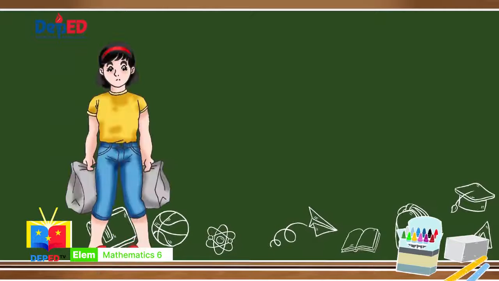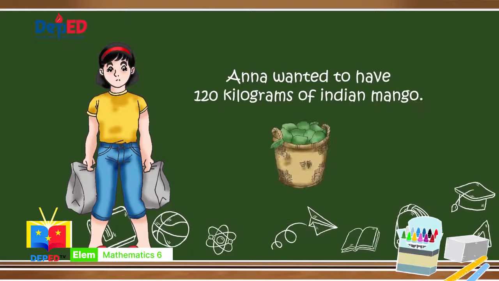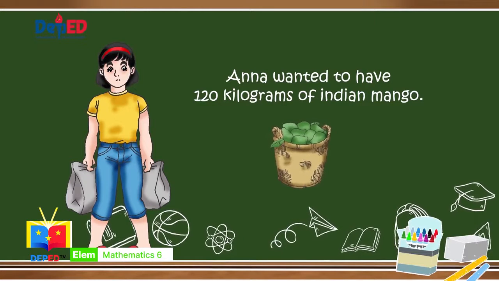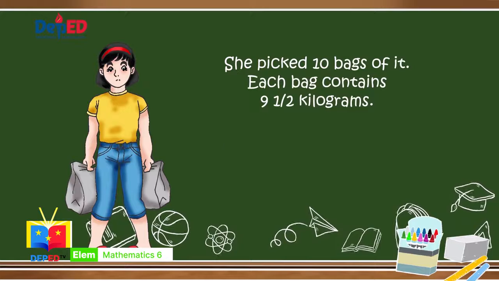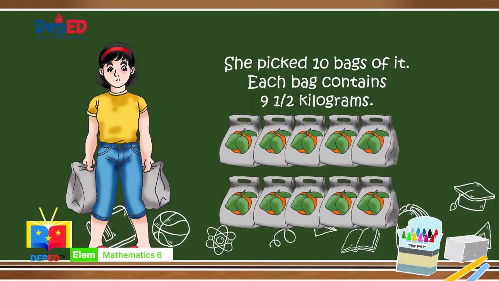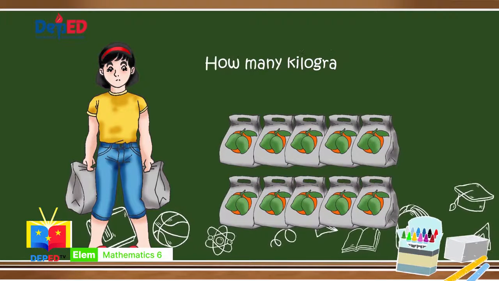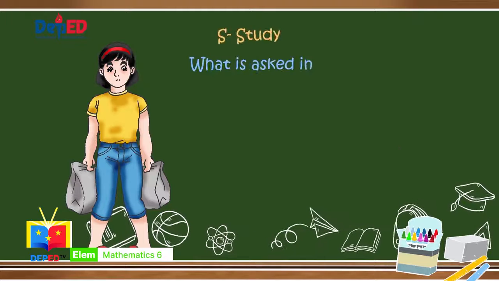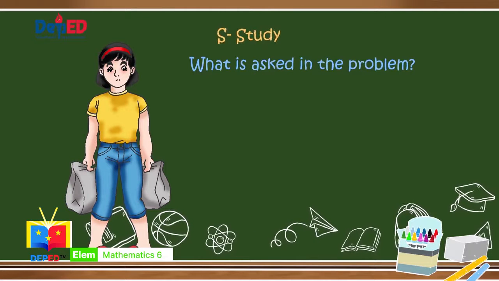Anna wanted to have 120 kilograms of Indian mango. She picked 10 bags of it. Each bag contains 9.5 kilograms. How many more kilograms of Indian mango does she need? Step 1. Study the word problem.